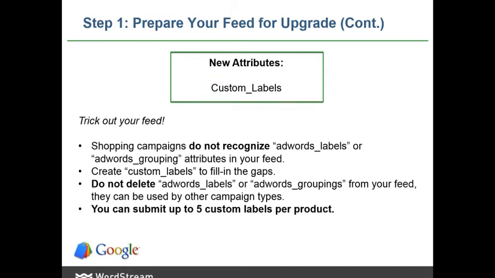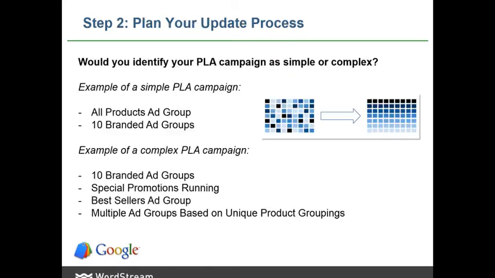One thing you should know about this attribute and the other attributes that are similar to it, like AdWords labels or AdWords grouping attributes in the feed, is that shopping campaigns don't recognize these attributes anymore. And you're essentially going to be looking to use custom labels to fill in the gaps that those were working for. Do not delete the AdWords labels or AdWords groupings options from your feed, however, because they can be used by different campaigns, including remarketing. The final thing you should know is that you can submit up to 5 custom labels per product. So you do have 5 different custom labeling columns that you can use to segment your products even further.